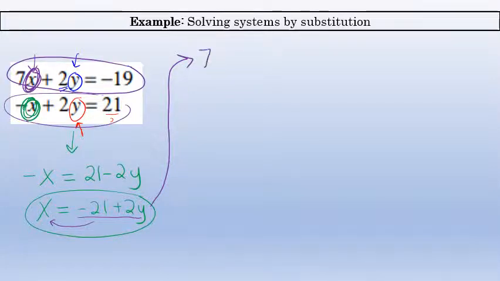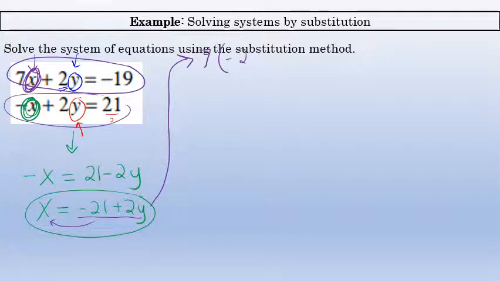So instead of writing 7x here, I'm going to write 7 times -21 plus 2y. And then I'm going to copy the rest of the equation as it was in the original problem, plus 2y equals -19. Now I have a little bit of algebra to do for step 3, which is to solve for the variable. After completing step 2, there's only one variable, y. So I can solve this simple linear equation and get a value for y.